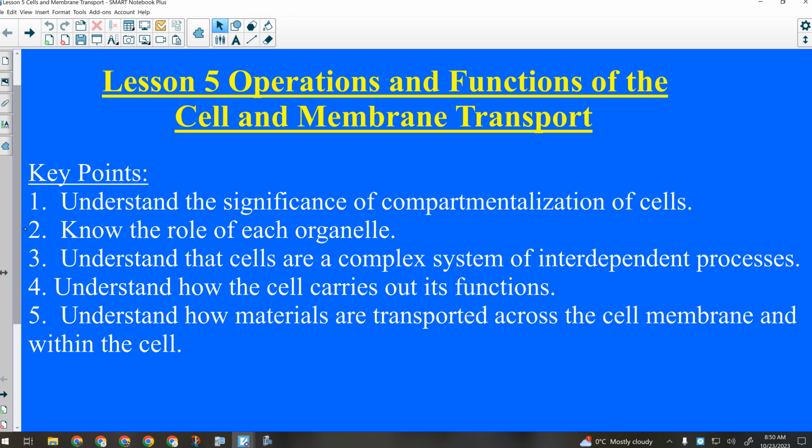We'll look at how all of those roles go together to help with the functioning of the cell. We'll look at how the cell carries out all those functions, and we're going to look at cell transport. There are the big three methods of cell transport that we will look at: diffusion, osmosis, and active transport. So it's a lot today, unfortunately, on a Monday, just the way it worked out. All right, questions before we get started?